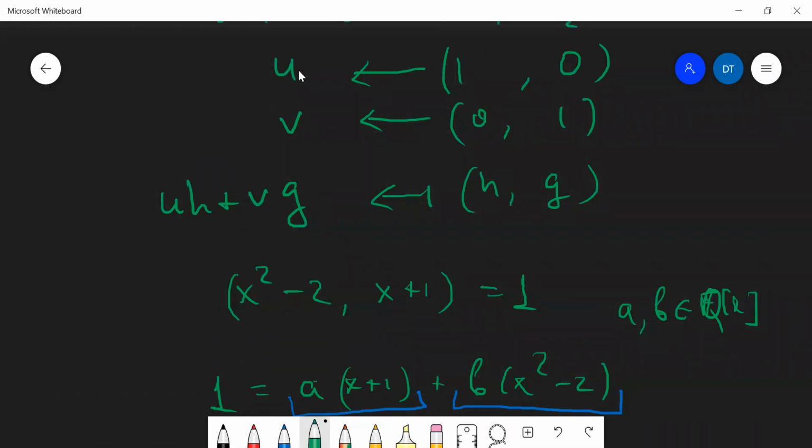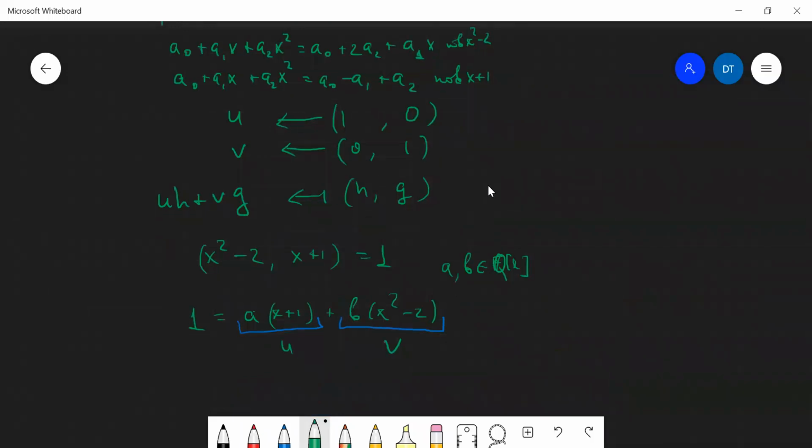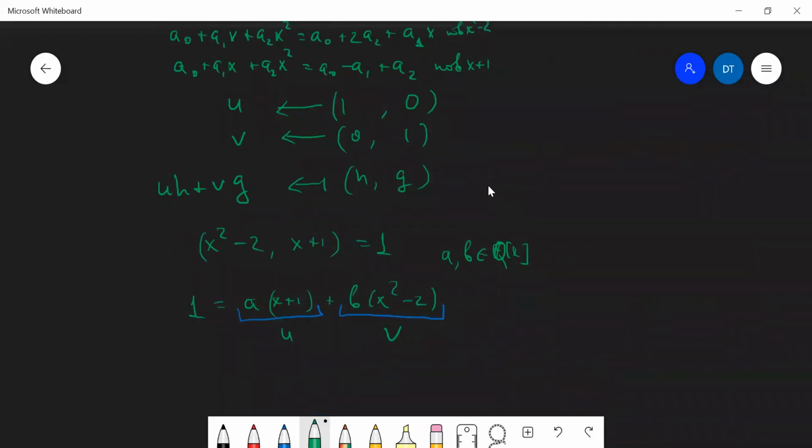So then you just substitute u and v in this formula. You just substitute the coefficients for h and g into this formula, and then you just compute the result. And that's all. So this is how it works in the opposite direction. Are there any questions regarding this?